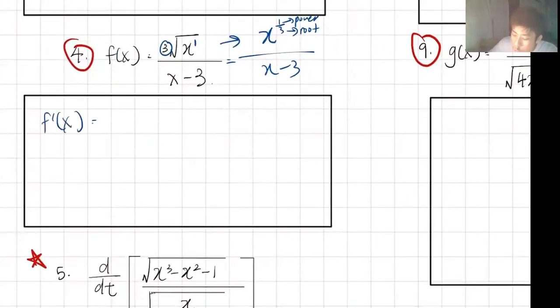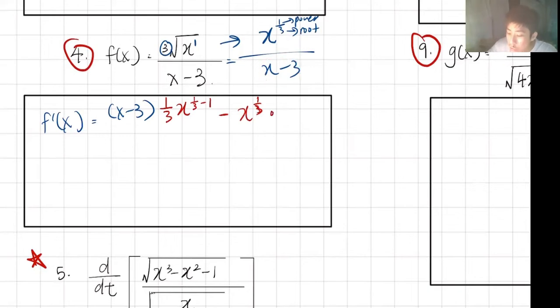F prime x is equal to fix the bottom, which is copy the bottom, x minus 3, differentiate the top. When I differentiate the top, how do I differentiate x to the power 1 over 3? Use the power rule. Power rule basically means there are 2 things I do. I bring the 1 over 3 in front, 1 over 3 x, then copy back, then the power I minus 1. This is the power rule. So I copied the bottom, I differentiate the top, minus, now I copy the top, x to the power of 1 over 3, then I differentiate the bottom.